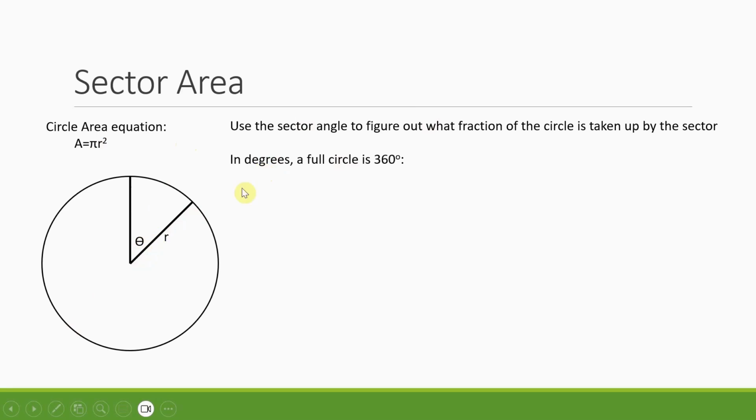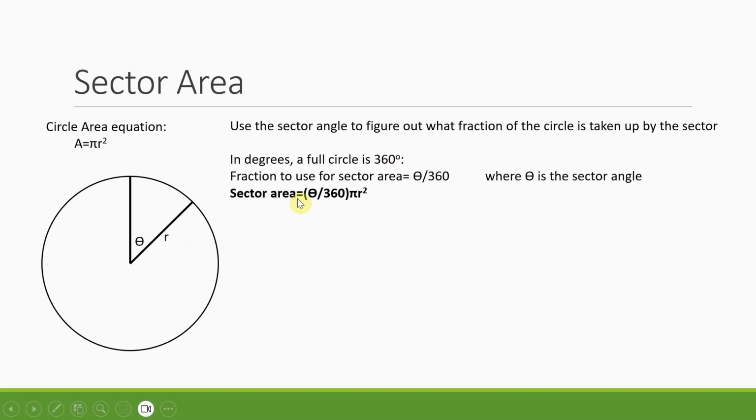If I have something in degrees, remember that a full circle is 360 degrees. So if I start here and go all the way around, I'm going to get to 360. That's why each quadrant is 90, 90, 90, 90 until you get to 360. So the fraction to use for a sector area would be whatever my angle is over the total of 360. Again, that angle there, that theta, is the sector angle. Now as a reminder, I've got up here the area of a circle equation.